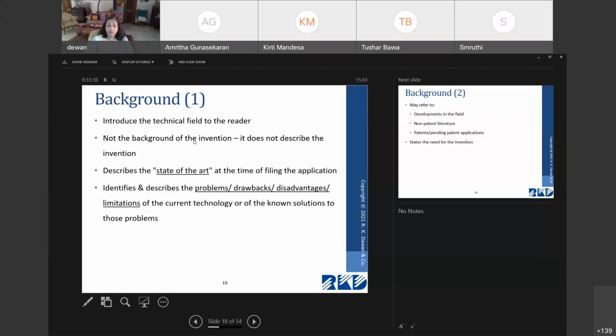We can talk in general that this is the state of the art, this is where the technology is, and what the problems, drawbacks, disadvantages, and limitations are of the current technology or of the non-solutions to those problems. This is very important: here in the background, we do not describe the invention. We are still talking about the technical field, what has already been done in it to solve certain known problems, drawbacks, disadvantages, or limitations.